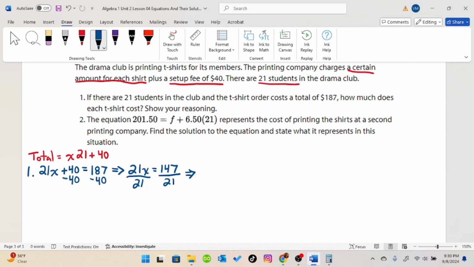So 21 divided by 21 is 1. So on the left, we just have x. And on the right, 147 divided by 21 is 7. So this means each shirt costs $7.